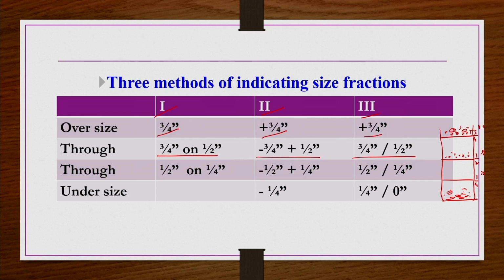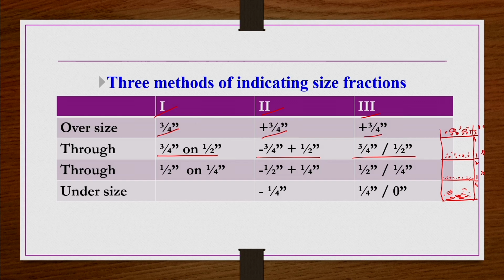So, that indicates material that passed through 3/4 inch but was retained on the 1/2 inch. Similarly, there is another fraction, the material that has passed through 1/2 inch and retained on 1/4 inch. These intermediate ones we can call through fractions. Now here the finer particles are there.